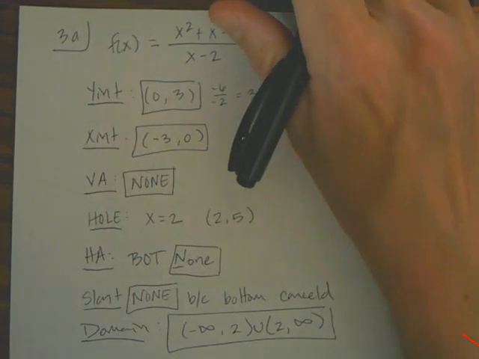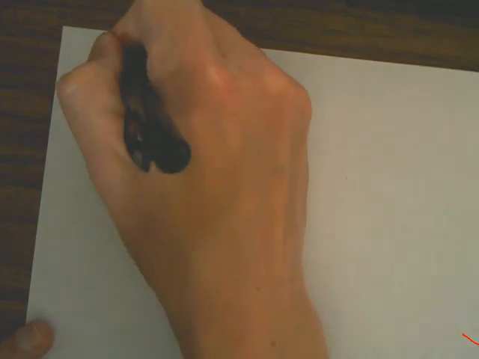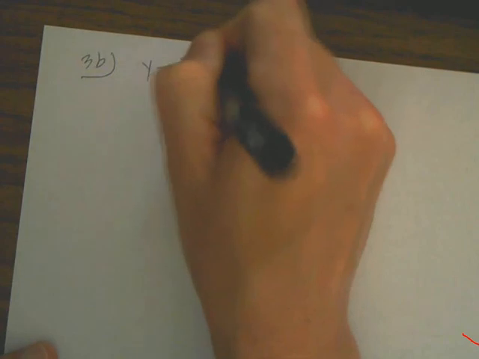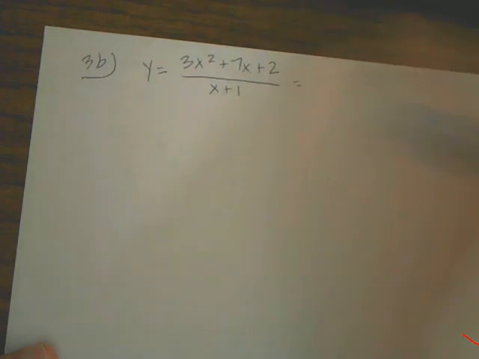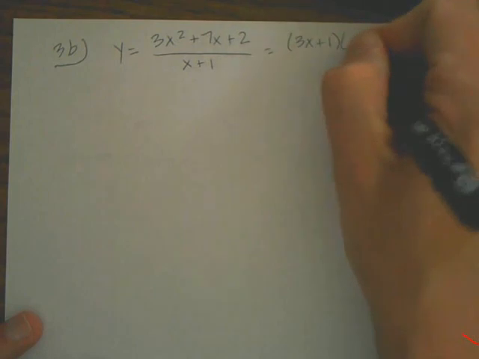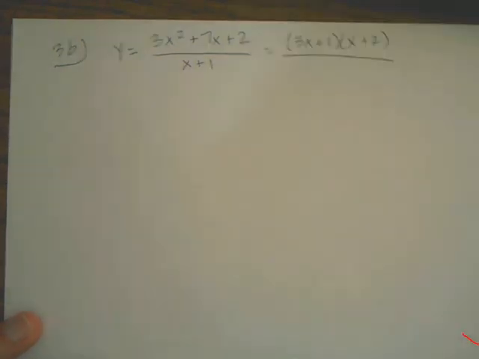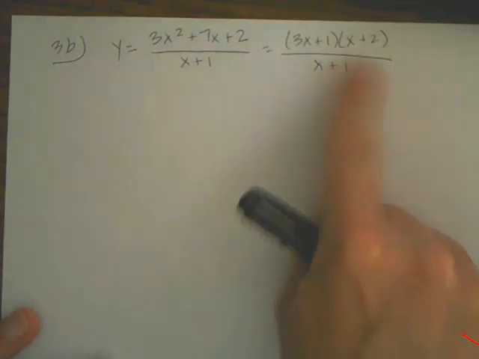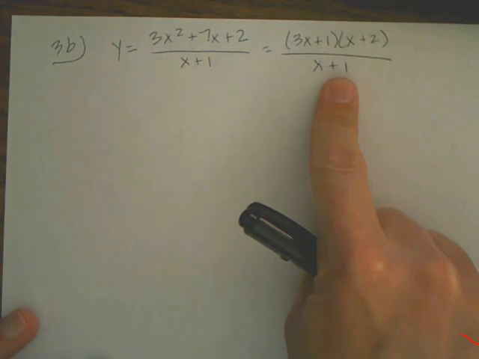Okay, last one, and I hope this video sticks. Example 3, part B, because I just did 3A. All right, y equals (3x squared plus 7x plus 2) over (x plus 1). I'm going to go ahead and factor this. (3x plus 1)(x plus 2). I did not do that in my head, I just copied it down, but you should be good at factoring. Notice, nothing's going to cancel, so this is going to be strange. Or not strange, it's going to be interesting.